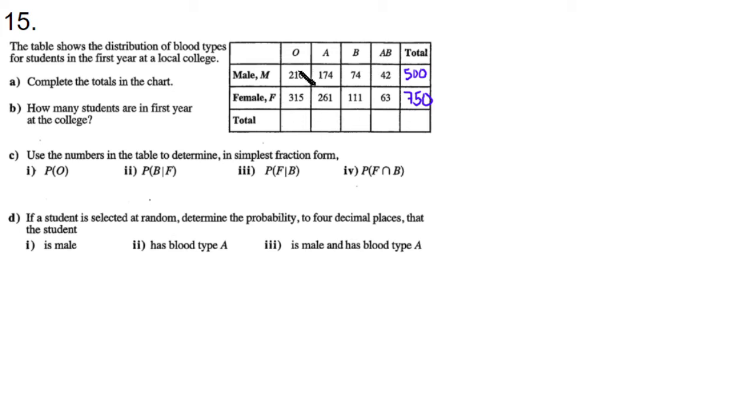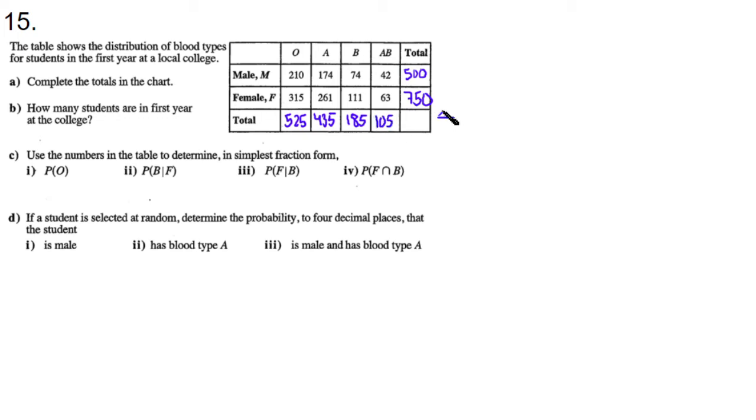So the total number of individuals with blood type O is 525. The total number of individuals with blood type A is 435. The total number of individuals with blood type B is 185. And the total number of individuals with blood type AB is 105.